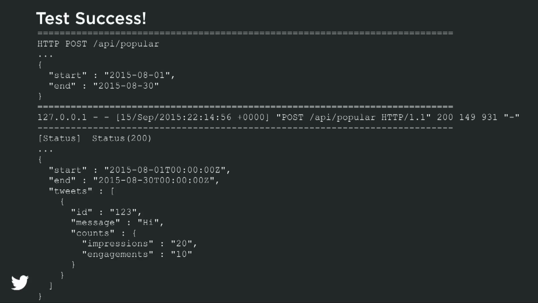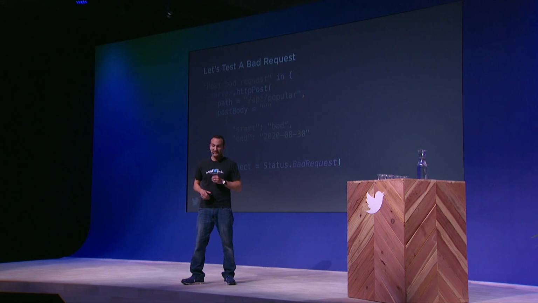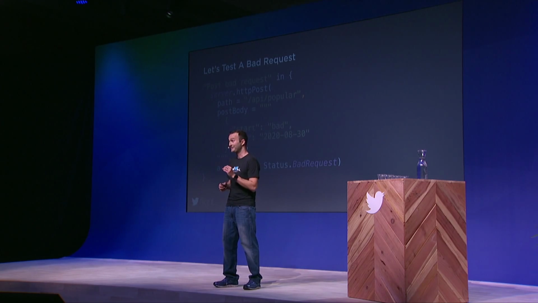OK, we've tested the happy path through our system. Let's write one additional test for an invalid request. For this test, our start field will not be a valid date. Our end field will be in the future. And we'll expect a bad request to be returned.